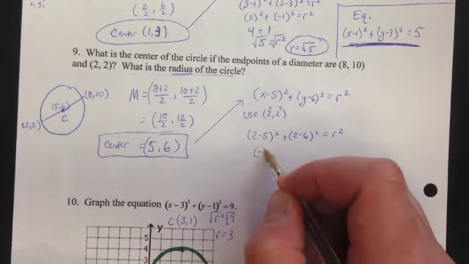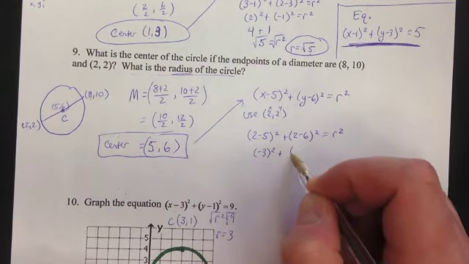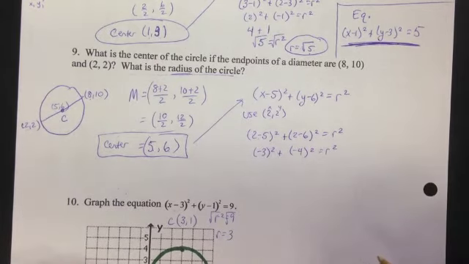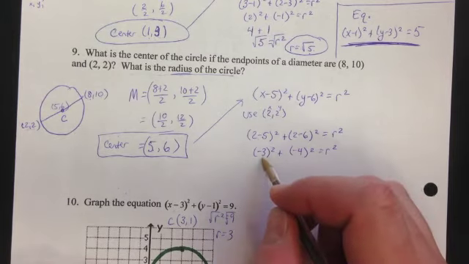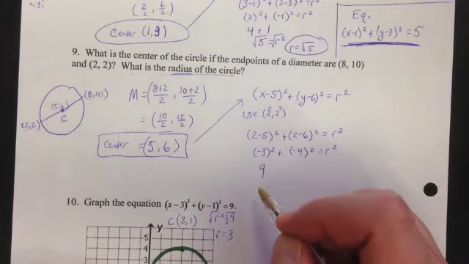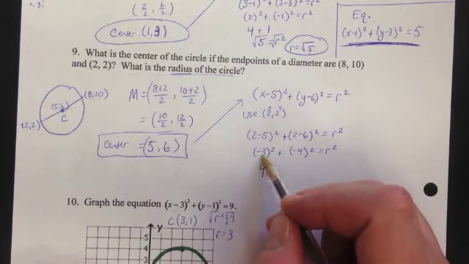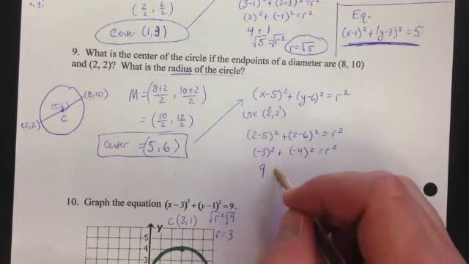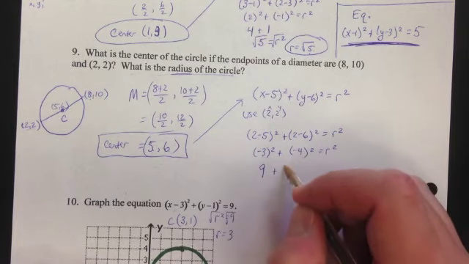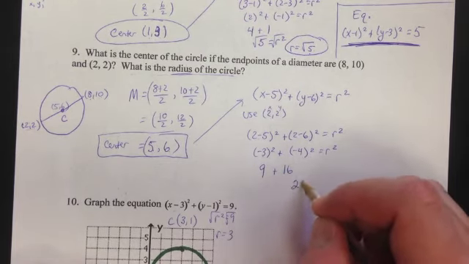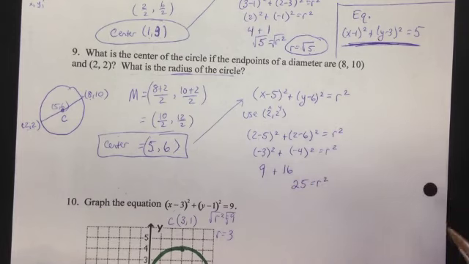Now this is negative 3 squared, this is negative 4 squared. When you square a negative number, it always gives you a positive number. So this is positive 9. If you use the calculator, make sure you put negative 3 in parentheses before you square it. And then plus, negative 4 squared is 16. We add those up, that's 25. That's equal to r squared.